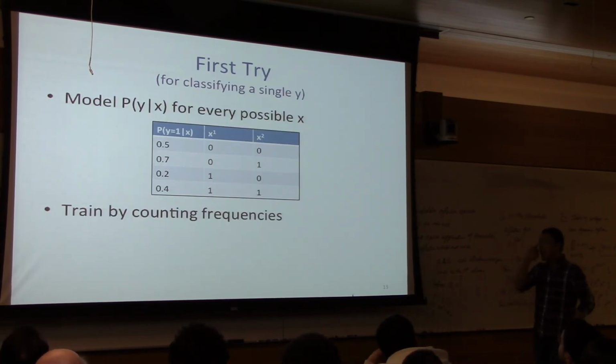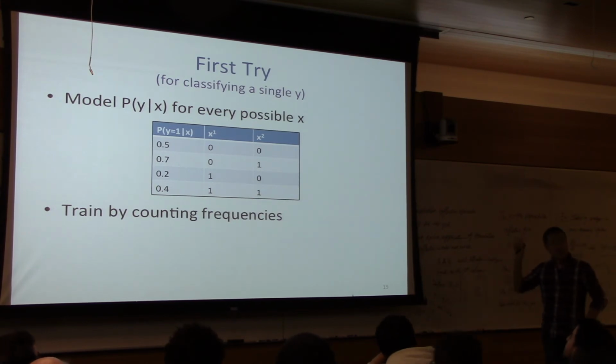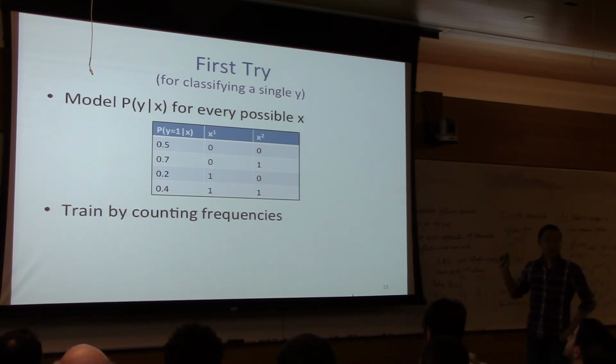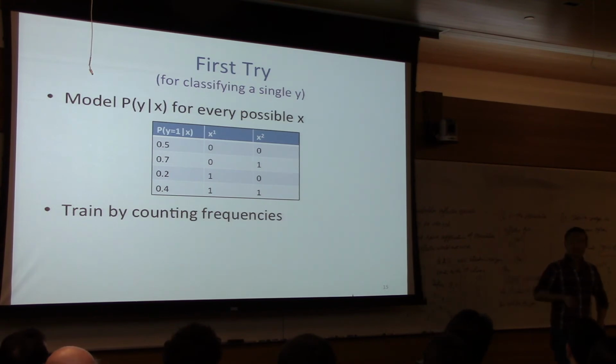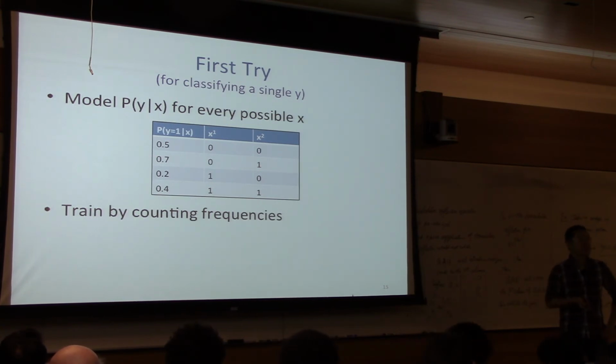So here's a first try. This is the unstructured version of the model, similar to what we saw last Tuesday with an unstructured joint model. Here's an unstructured conditional model, where we have this table that we model, even for just classifying a single binary y given two x's: for all possibilities, what is the probability of y given these two x's, right?